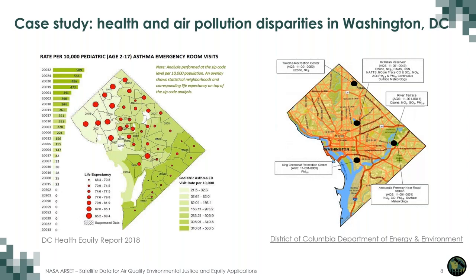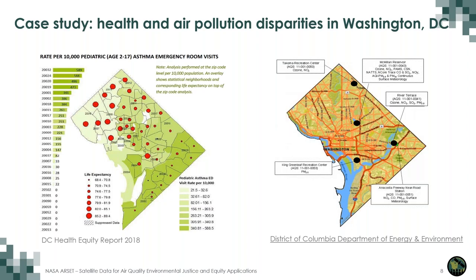One of the first studies that we did to try to use satellite-derived pollution levels to understand air pollution and justice was in partnership with the DC Office of Health Equity and the DC Department of Energy and Environment. That's in the city of Washington, DC. And this is motivated by the dramatic health inequity that we see in the District of Columbia. The DC Health Equity Report was published in 2018, and it found about a 20-year life expectancy differential between communities in the southeast quadrant of the city and communities in the northwest quadrant of the city.